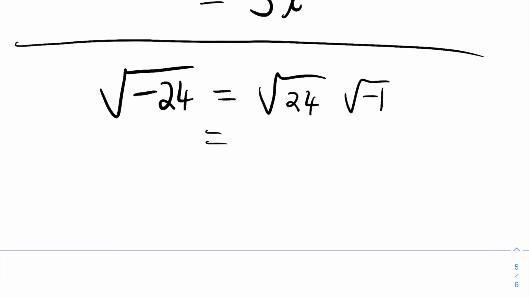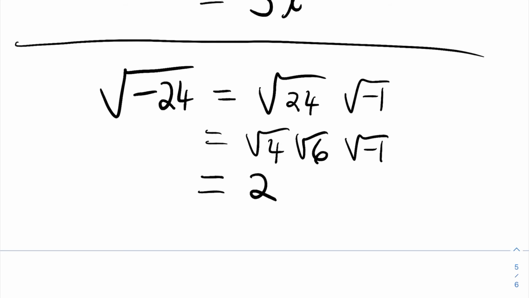I could try the square root of 2 and 12, but neither one of those is a perfect square, so I won't get a rational factor. I could try the square root of 3 and 8, but neither one of those is rational, so I won't get a rational factor. Or I could try the square root of 4 and 6. That works because the square root of 4 is a known rational number. Square root of 4 is 2. The square root of 6 is just irrational, so you write it as the square root of 6.